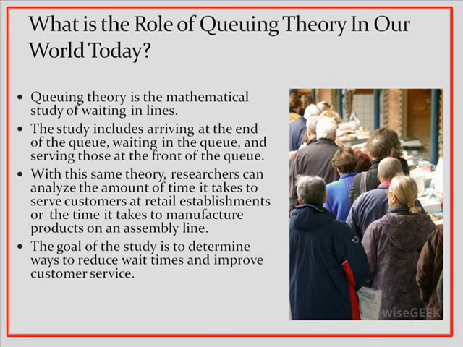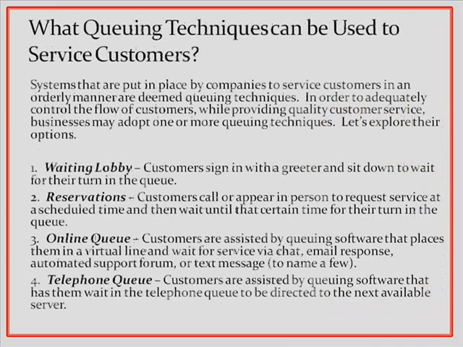So what is the role of queuing theory in our world today? Queuing theory is a mathematical study of waiting in lines. The study includes arriving at the end of the queue, waiting in the queue, and serving those at the front of the queue. With this same theory, researchers can analyze the amount of time it takes to serve customers at retail establishments or the time it takes to manufacture products on an assembly line. The goal of the study is to determine ways to reduce wait times and improve customer service.